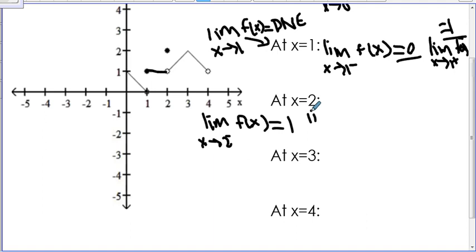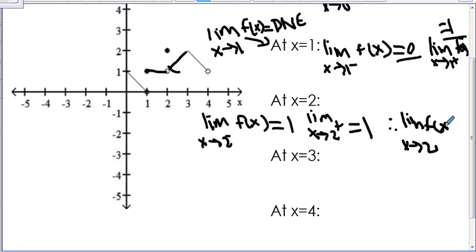The limit as x approaches 2 from the right-hand side, coming from this way, is still approaching 1, even though it has that point up there. This equals 1. So therefore, the limit as x approaches 2 of f of x equals 1. All right, I would like you to try 3 and 4 and see if they end up matching what I get.